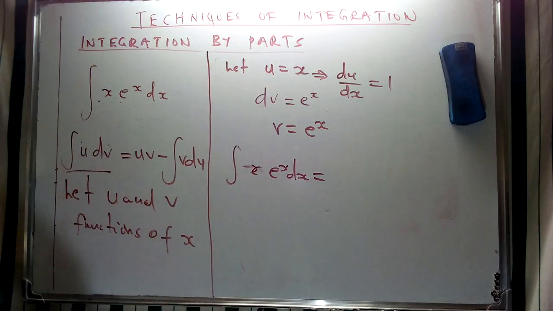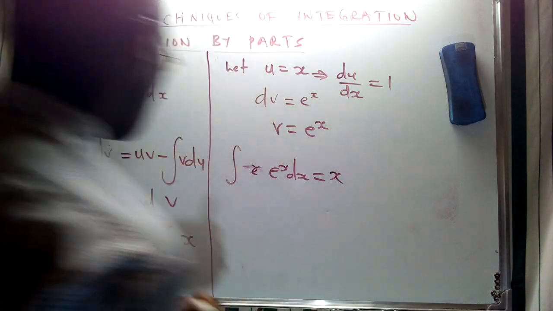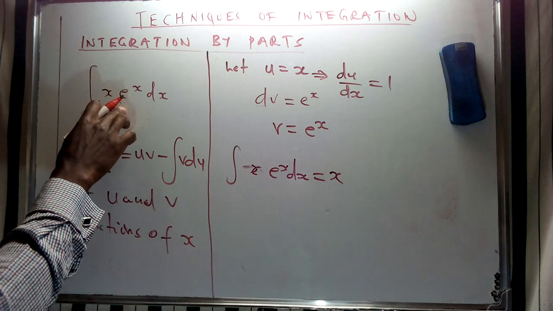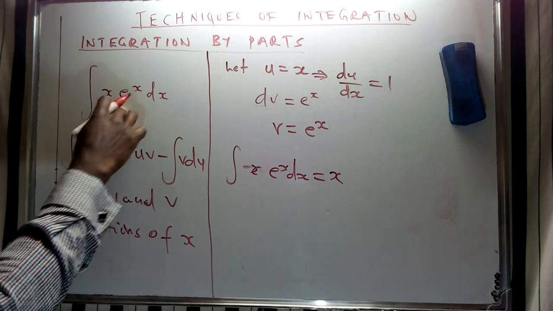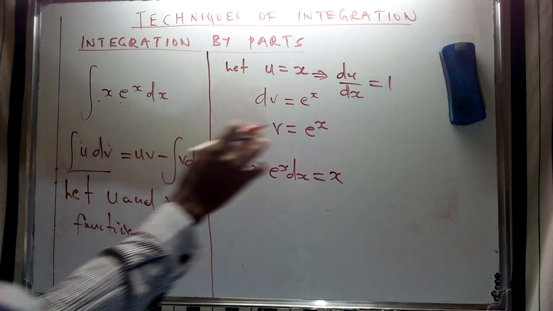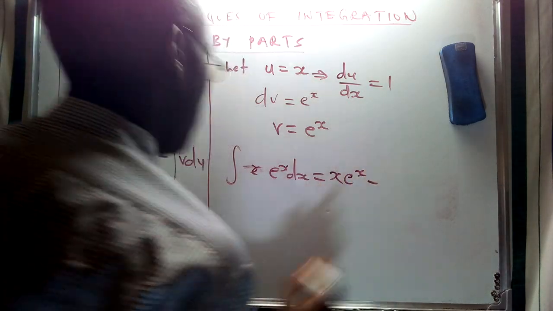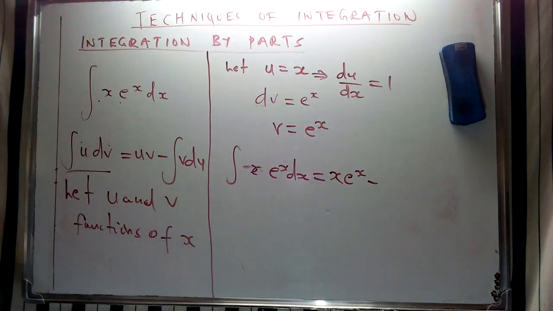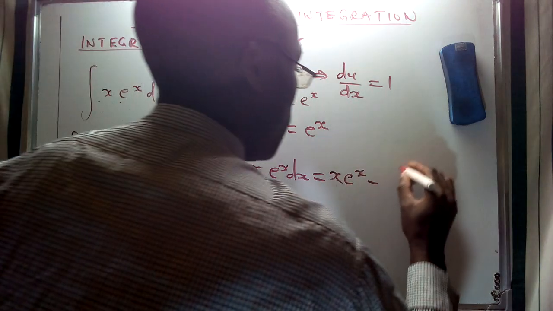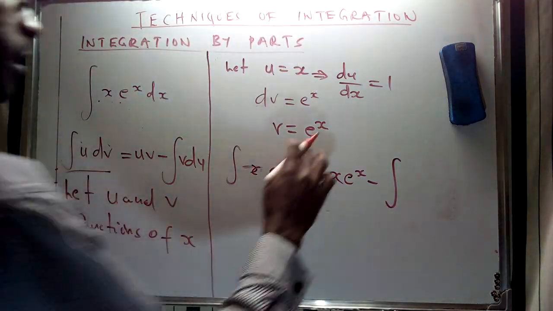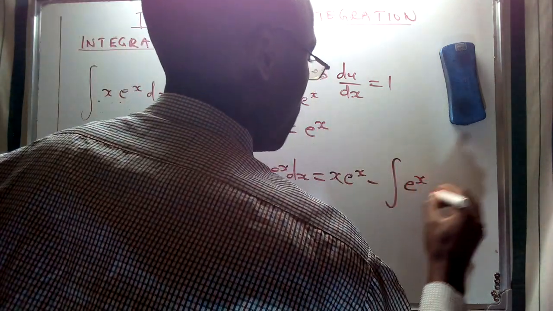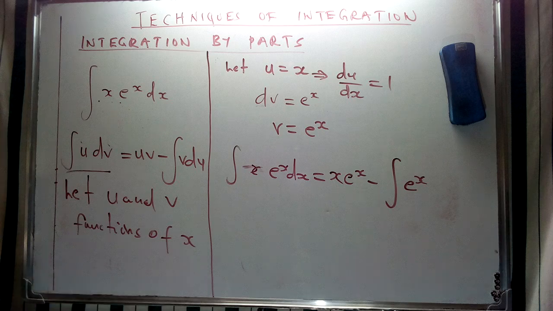So therefore this is going to be x. And then I said that dv is going to be represented, or v is going to be represented using e^x. So therefore it's going to be e^x minus the integral of v du. So in this case, if I have the integral of v, we have said that v is equivalent to e^x, and then we're going to have du.